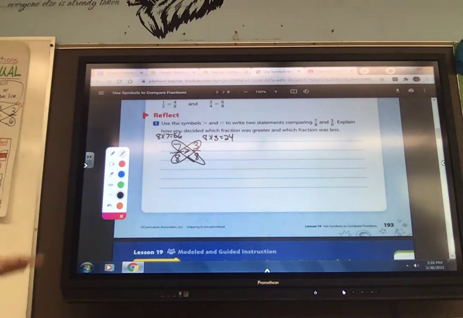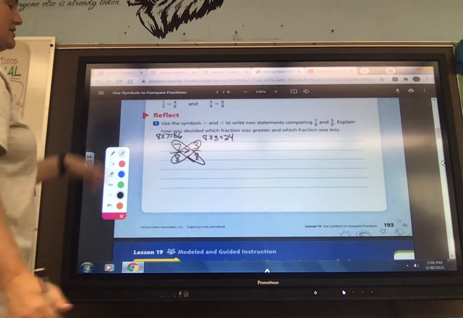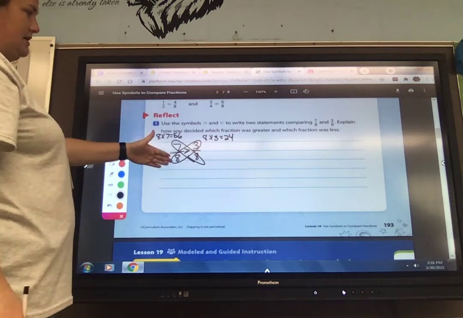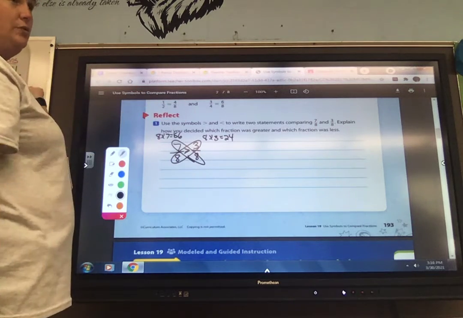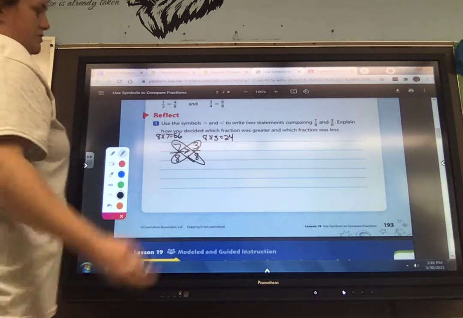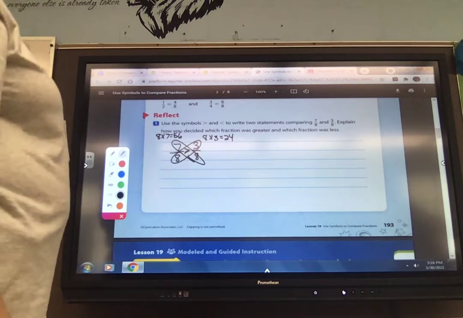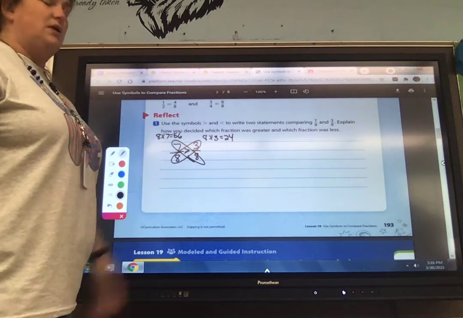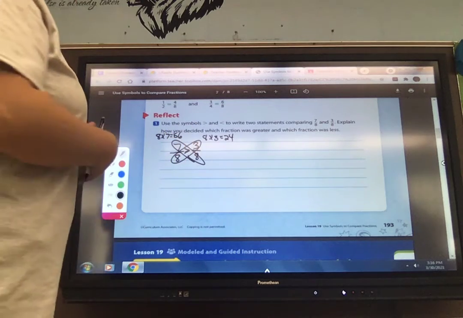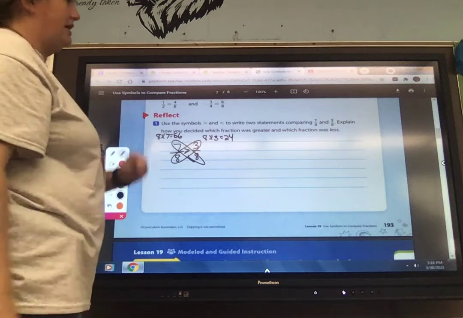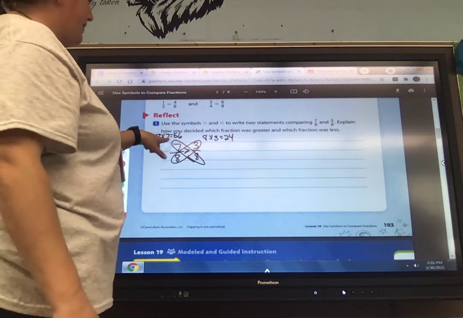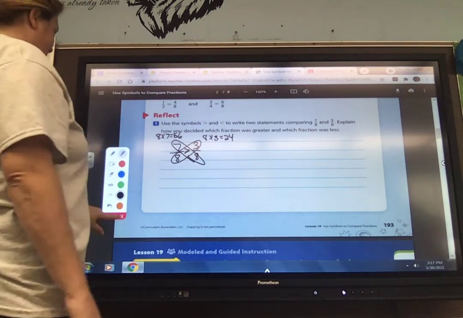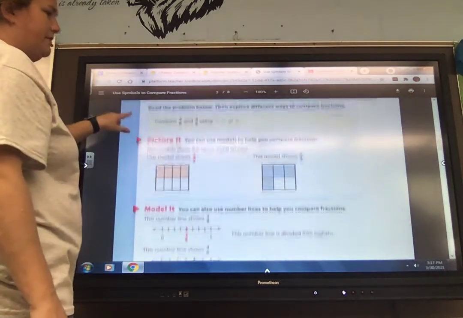Explain how you decided which fraction was greater and which fraction was less. 7/8 is greater than 3/8 because 7/8 would be closer to 1. 3/8 would be closer to 0 if it was on a number line. 7/8 would have more pieces shaded. 3/8 would have fewer pieces shaded if it was on a diagram. So it depends on how you solved it. We butterflied, so we know 56 is greater than 24. All right, let's move on.